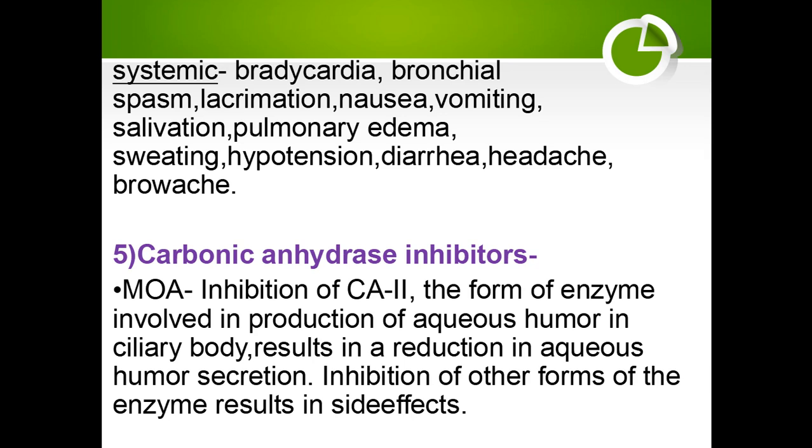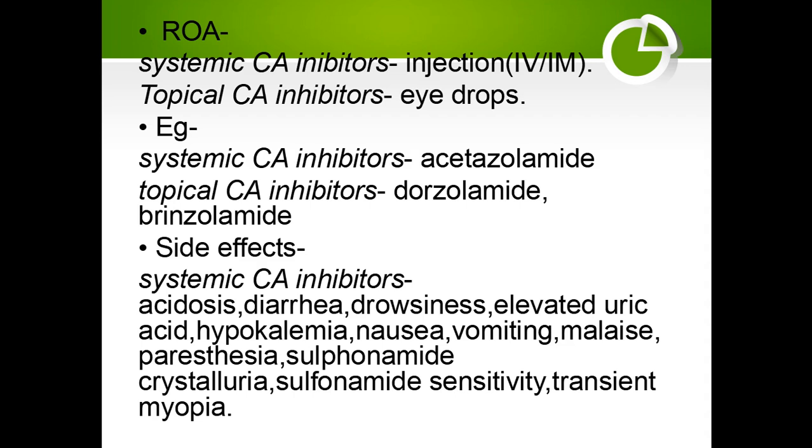Carbonic anhydrase inhibitors. Mechanism of action: inhibition of carbonic anhydrase 2, the form of enzyme involved in production of aqueous humor in the ciliary body, results in a reduction in aqueous humor secretion. Inhibition of other forms of the enzyme results in the side effects. Route of administration: systemic carbonic anhydrase inhibitors are given in the form of injection, IV or IM, intravenous or intramuscular. Topical carbonic anhydrase inhibitors are given as eye drops.